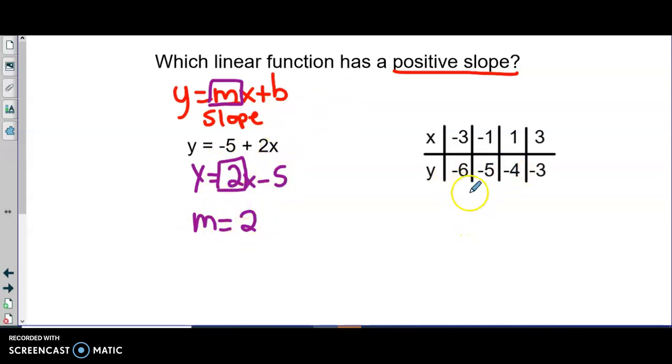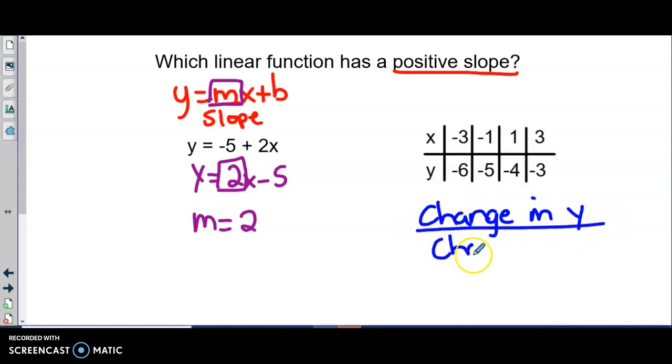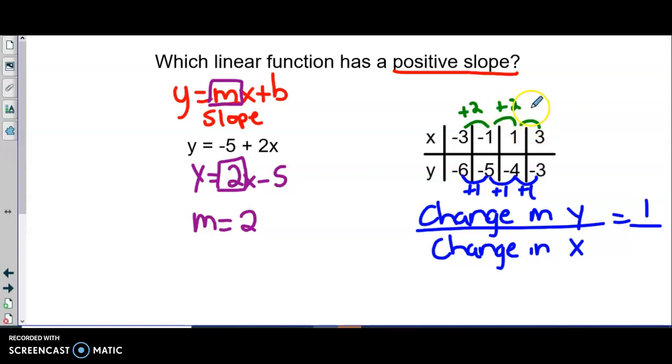And then if we want to find slope from a table, we're going to find the change in y over the change in x. So if we look for the change in y, we go from -6 to -5 to -4 to -3. So we are adding 1 each time. So the change in y is 1. And then for the change in x, from -3 to -1, we're adding 2. And then we add 2, and then we add 2. So our change in x is 2. So here our slope is 1/2. Oh, both of these have a positive slope.